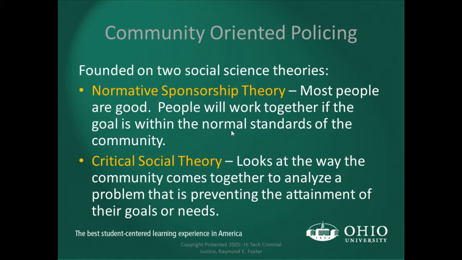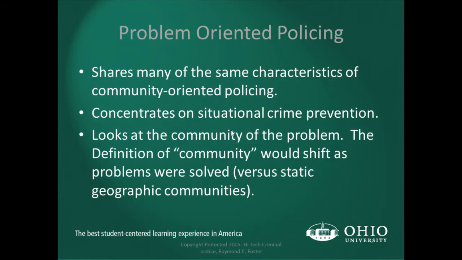Community-oriented policing is the third area. We talk here about two social science theories that are the basis of that. One of them is the norm-responsive theory. Most people are good. People will work together if the goal is within the norm standards of the community. The other is critical social theory. It looks at the way that community comes together to analyze a problem that is preventing the attainment of their goals. So two social science theories are the basis for community-oriented policing.